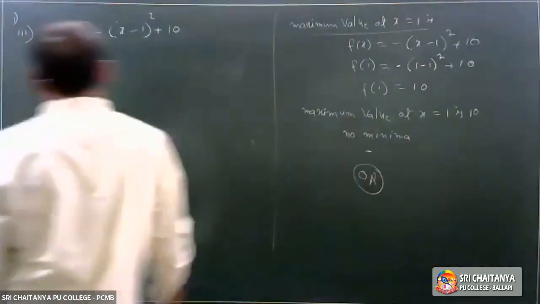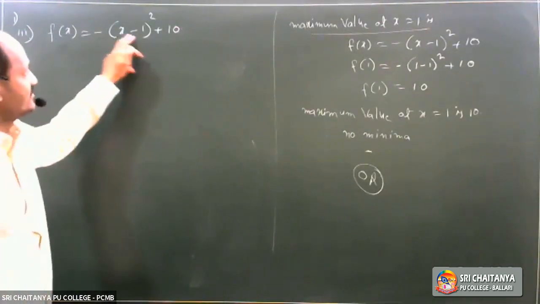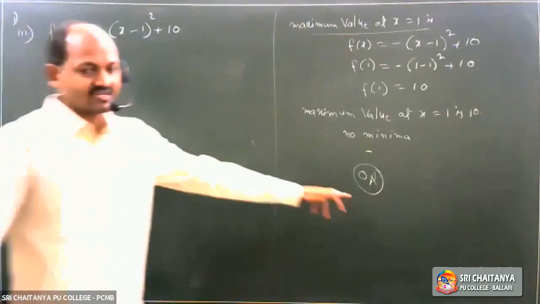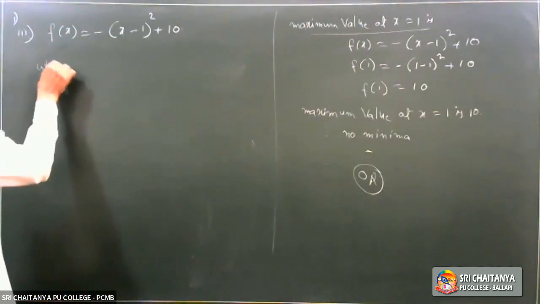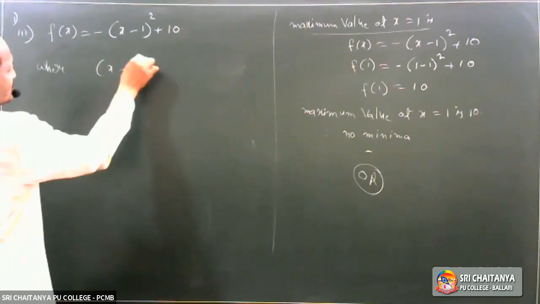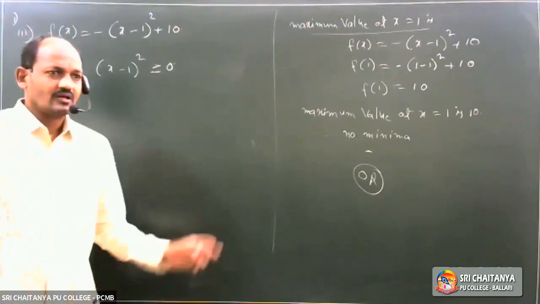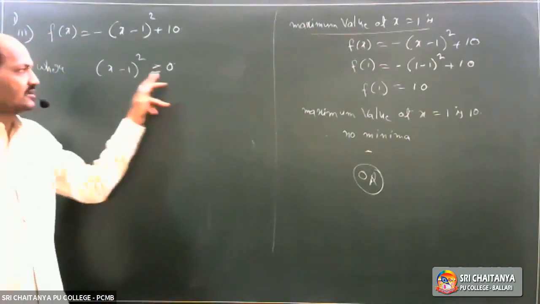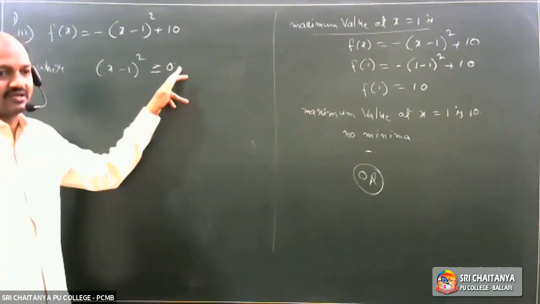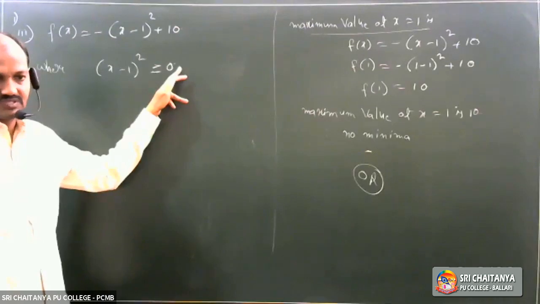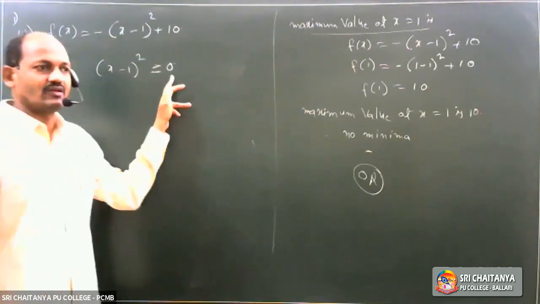Next, second method. Here given f of x is equal to minus of (x minus 1) whole square plus 10. The second method is easy. (x minus 1) whole square is always greater than or equal to 0. If x is equal to 1, it will be 0. Other than 1, it is greater than 0.